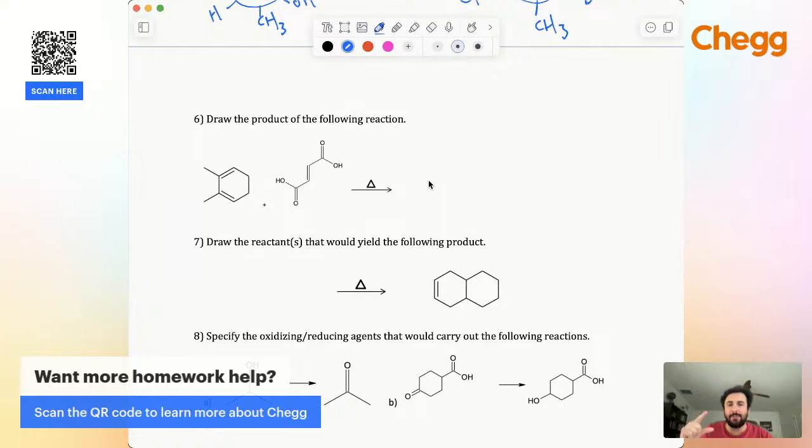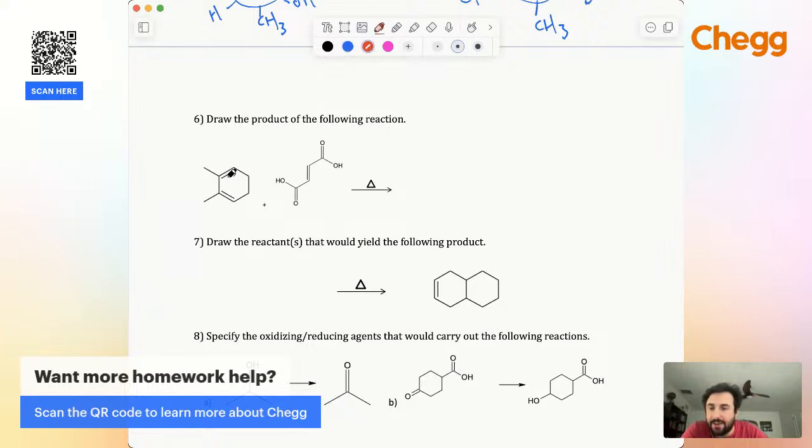You have three pi bonds that are cyclizing to form one pi bond and two sigma bonds. So you are always forming a 6-membered ring. If you aren't forming a 6-membered ring with your Diels-Alder, you did it wrong. If you don't have a 6-membered ring in your Diels-Alder product, you did it wrong. It's got a 6-membered ring every time. So let's just do the mechanism here.